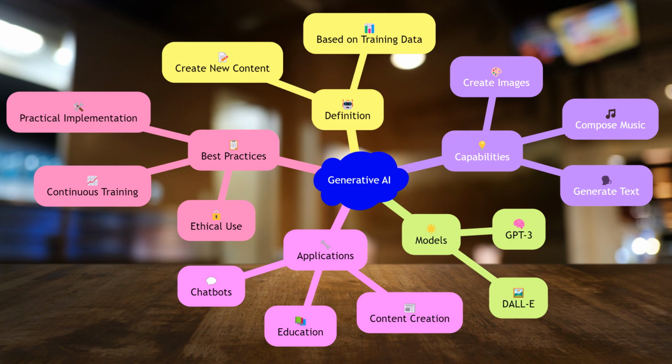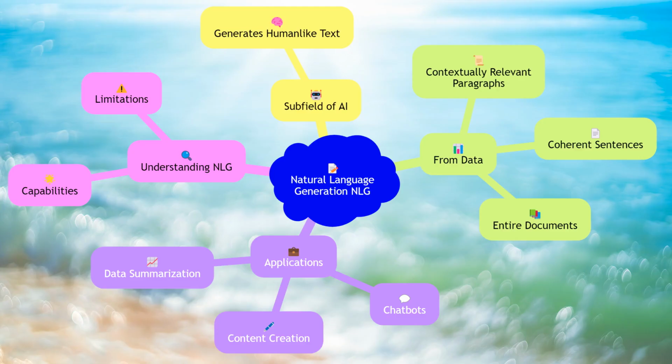implementation and best practices. Natural language generation, NLG, is a subfield of artificial intelligence that focuses on generating human-like text from data. NLG systems can produce coherent and contextually relevant sentences, paragraphs, or even entire documents. These systems are used in various applications, including chatbots, content creation, and data summarization. By understanding the principles of NLG, we can better appreciate the capabilities and limitations of generative AI models.